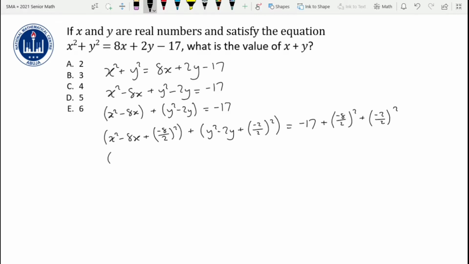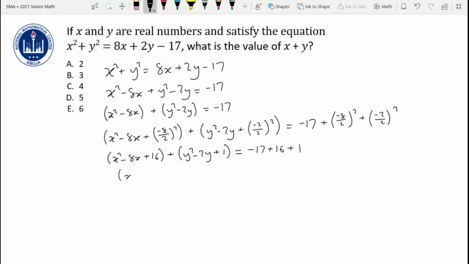We'll go ahead and simplify what we have. This gives us x squared minus 8x. Minus 8 over 2 is minus 4, and when you square that you have plus 16. So this gives us x squared minus 8x plus 16 plus y squared minus 2y. Minus 2 over 2 is minus 1, and when you square it you have 1. So it gets to be like this. And then on the other side we have minus 17 plus, and we got minus 8 over 2 squared to be 16. So we'll add 16 here and the other one to be 1.